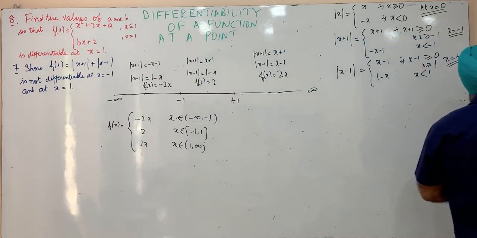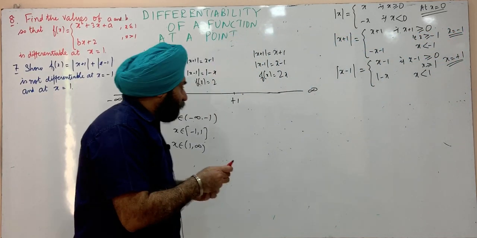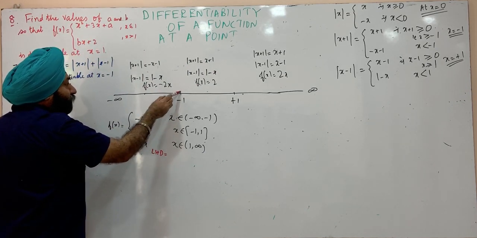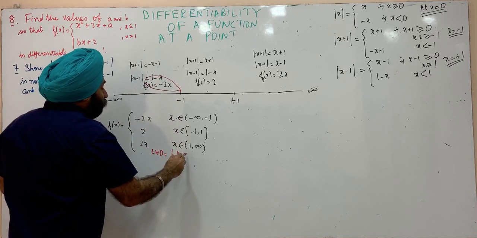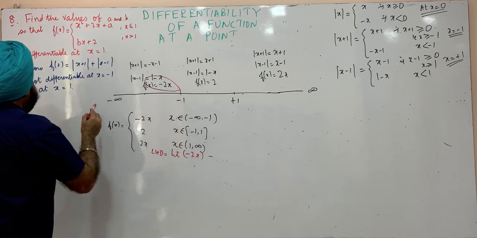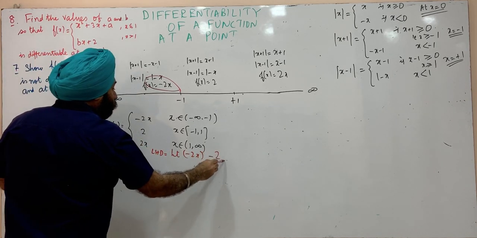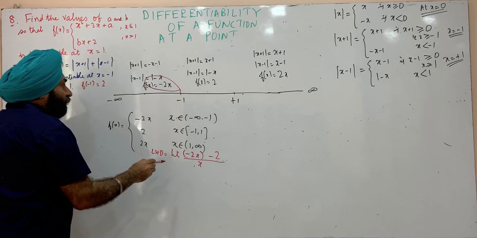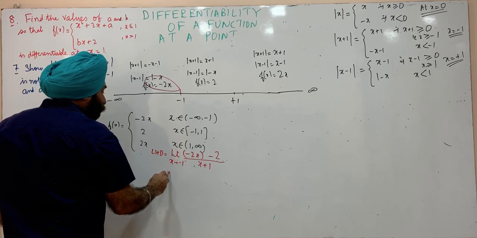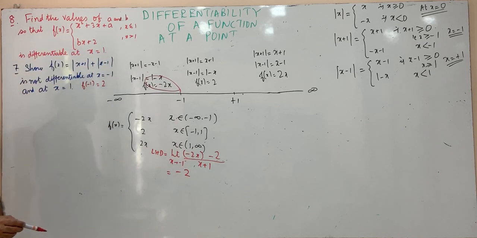So first of all, differentiability at x is equal to minus 1. So this is the point, x is equal to minus 1, left hand derivative. To the left of this is minus 2x. So it's limit of f of x minus f of minus 1. F of minus 1 will be 2, upon x minus minus 1, that is x plus 1, as x approaches minus 1 minus. So taking minus 2 common, minus 2, x plus 1 will cancel out. Left hand derivative is minus 2.